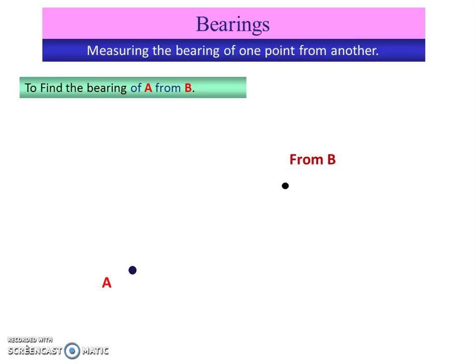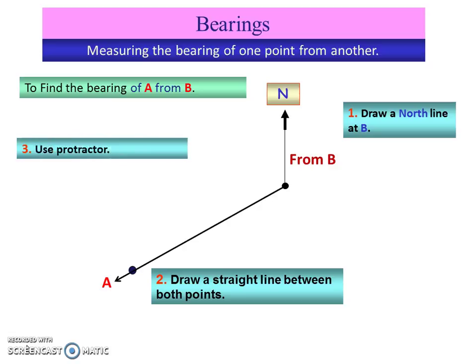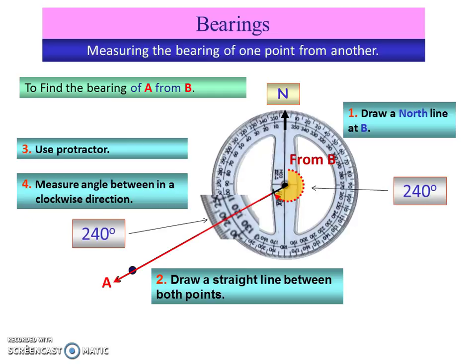Measuring the bearing of one point from another. To find the bearing of A from B, we draw a north line at B. We draw a straight line between both points. We use a protractor. And we measure the angle between in a clockwise direction. In this case it is 240 degrees.